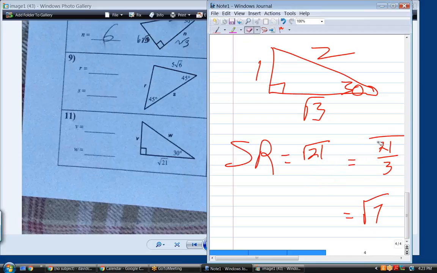So my similarity ratio is square root of 7. And if you like, I'll put a 1 under it, but I don't really need to. What I'm saying is that every side of this triangle is square root of 7 times every side of this triangle. So what does that make V? V is square root of 7. What does it make W? It makes W 2 square root of 7. But in order to figure all of that out, we needed this similarity ratio.